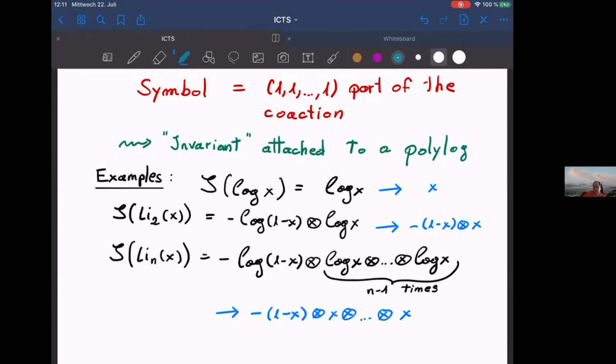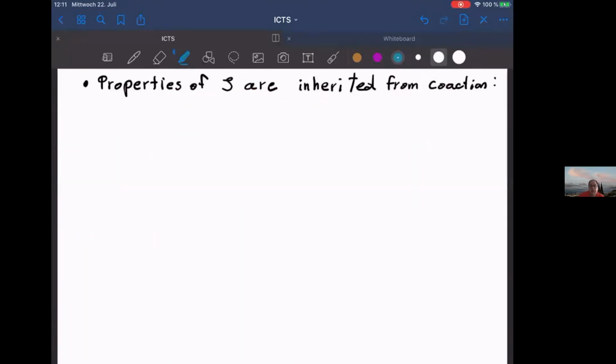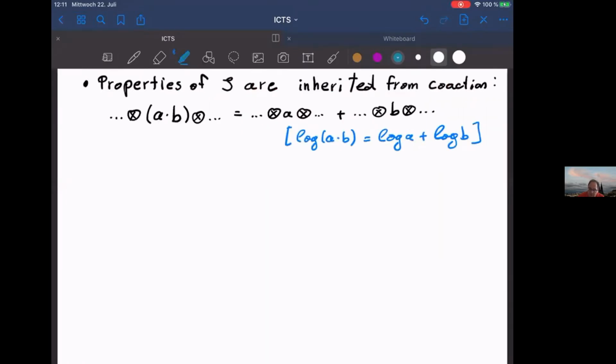So for example, what are the properties of the symbol map? Well, they're just inherited from the coaction. For example, when you have a product inside one of these tensor products in a symbol, it becomes the sum of the two entries. Why? Because underlying it, there was log(A times B), which becomes log A plus log B.